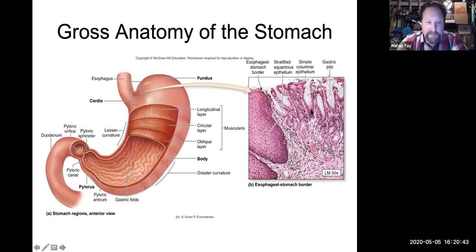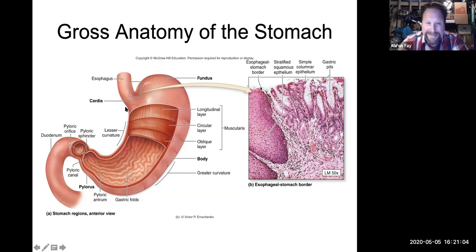Okay, so here is the stomach. We have 4 basic regions. We have the fundus, which is this big dome-like structure. We have the cardia, which is the immediate entry point of the stomach. We have the body of the stomach, which makes up the main bulk of the organ. And then down here at the terminal end, we have the pylorus.